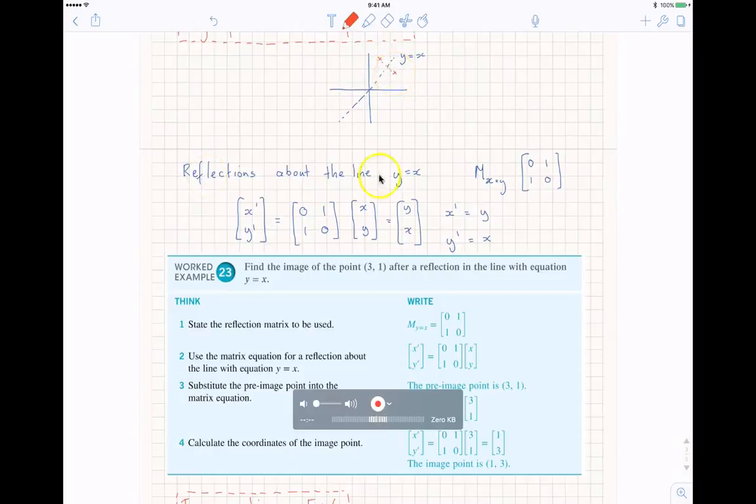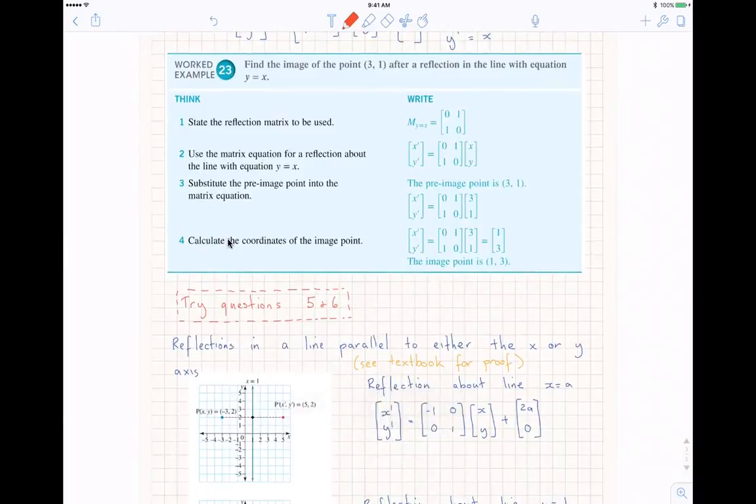So reflections about the line y equals x, we need this reflection matrix, which is the matrix 0, 1, 1, 0. So if we take some original point, multiply it by our reflection matrix, we'll get our reflected point. An example from the textbook: we're asked to find the image of the point 3, 1 after it's been reflected about the line y equals x. So we're going to use this particular reflection matrix.